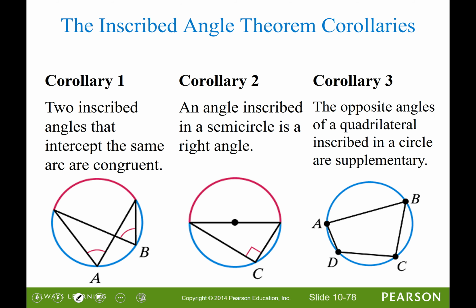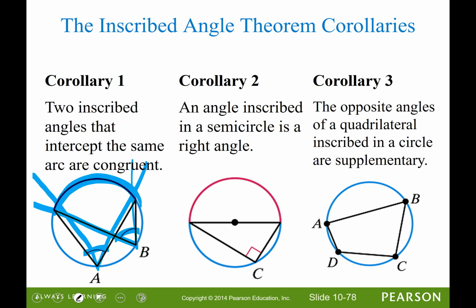Inscribed angle theorem and corollaries. Corollary 1: Two inscribed angles that intercept the same arc are congruent. And we actually just did this with an example. If this inscribed angle and this inscribed angle intercept the same arc, then they're congruent angles. So you can mark them off with geometric code as congruent angles. Whatever one of them measures, the other one measures the same.